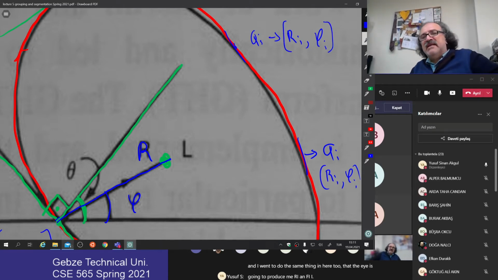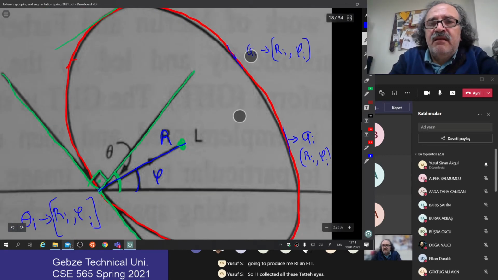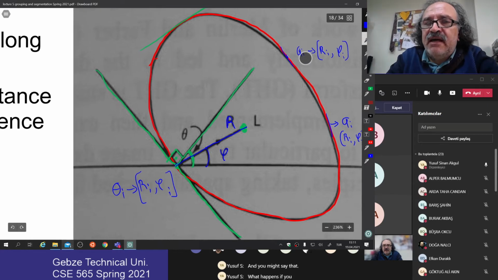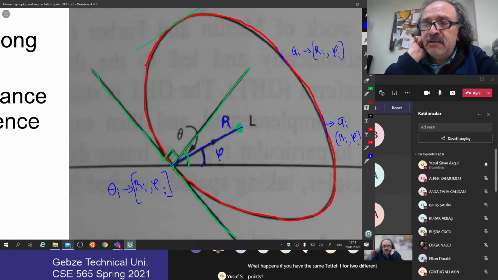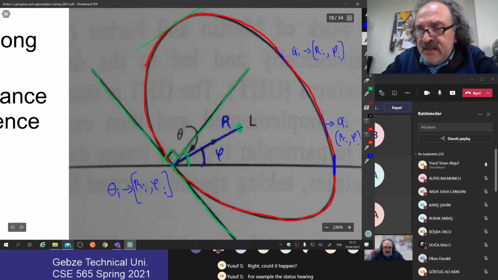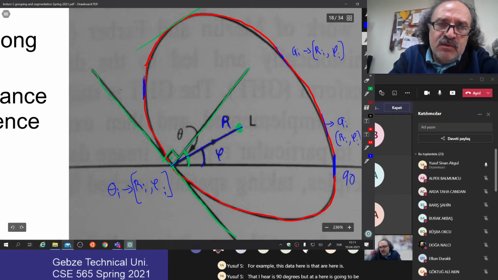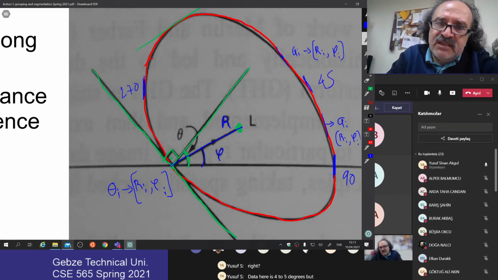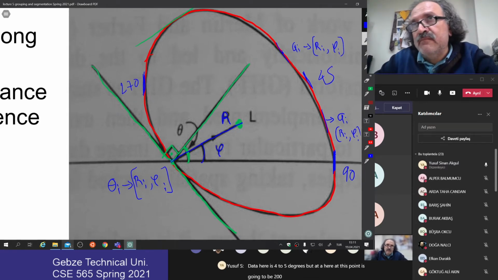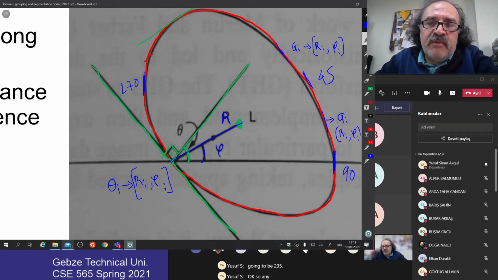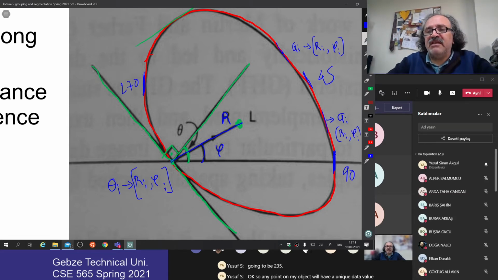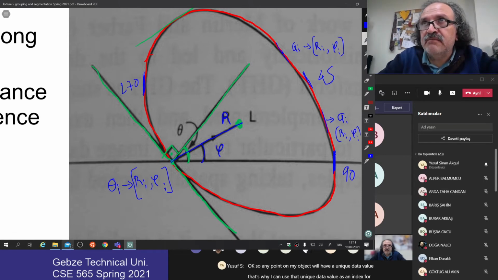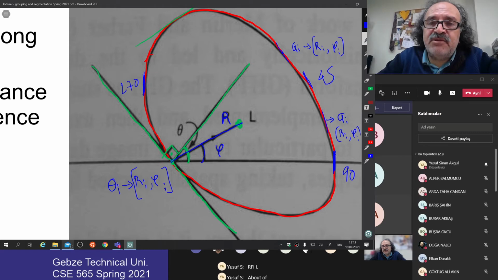So I collected all these theta I's, and you might ask, what happens if you have the same theta I for two different points? Could it happen? For example, this theta here is 90 degrees, but theta here is going to be 270. Theta here is 45 degrees, but theta at this point is going to be 235. So any point on my object will have a unique theta value. That's why I can use that unique theta value as an index for Ri phi I. But of course there is an exception. This doesn't work for certain types of shapes. Can you tell me what kind of shapes are there?